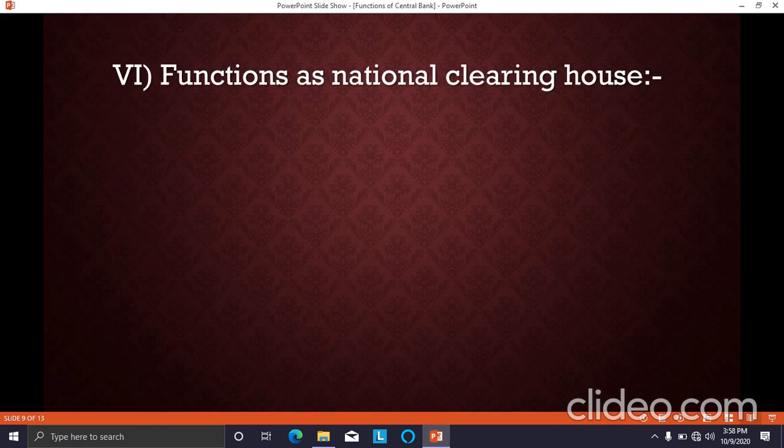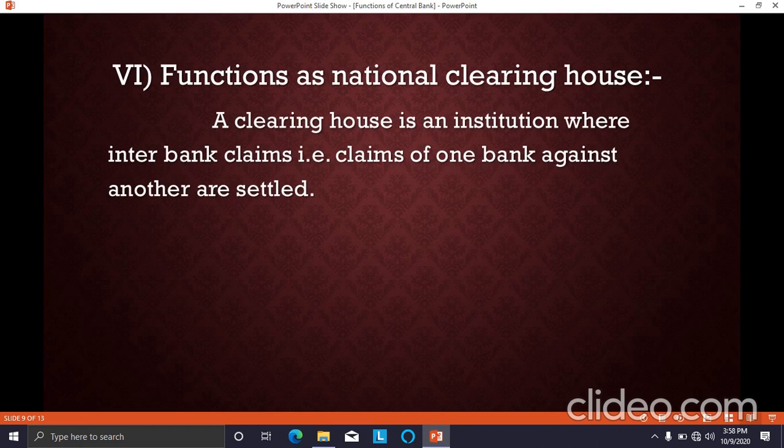Sixth function is it functions as national clearing house. Central bank acts as a national clearing house. Now, what is a clearing house? Clearing house is an institution where interbank claims, that means the claims between two banks, are settled.